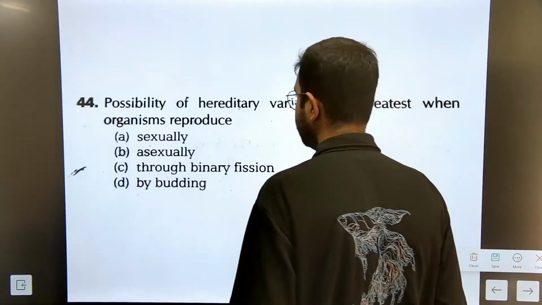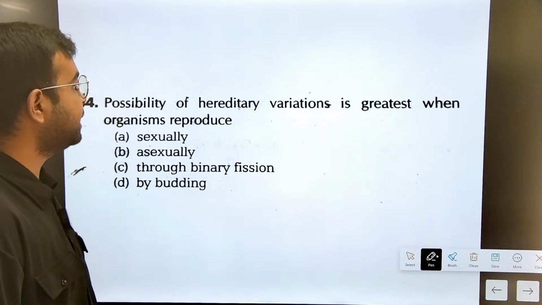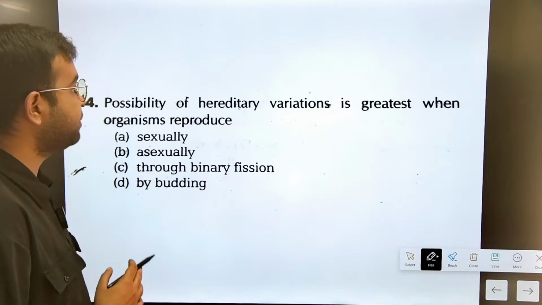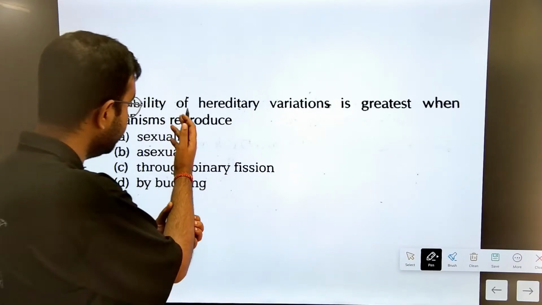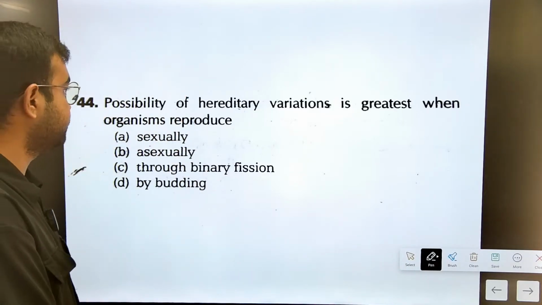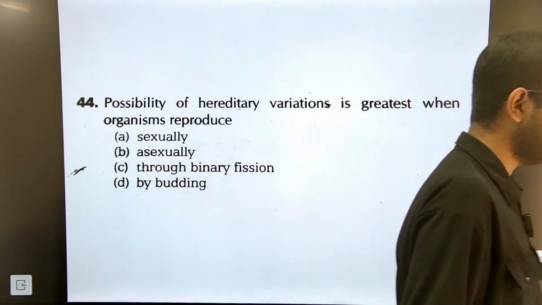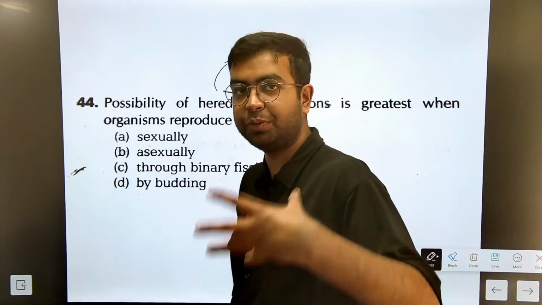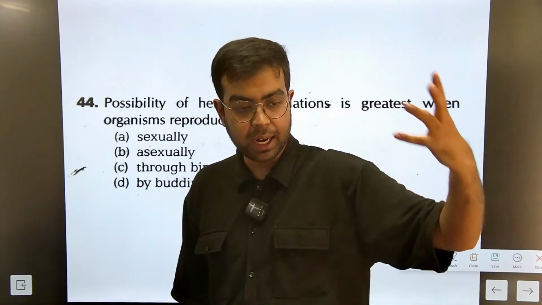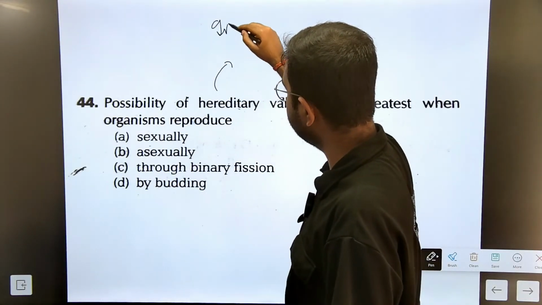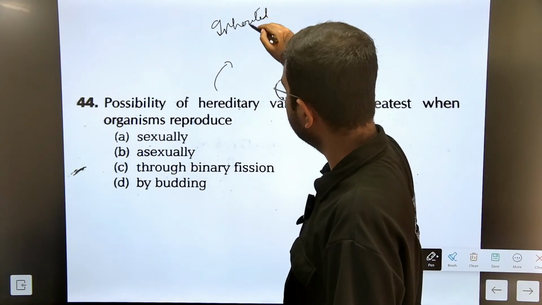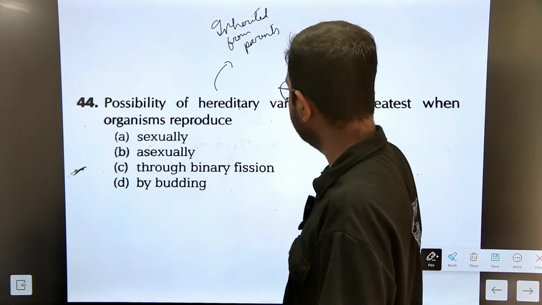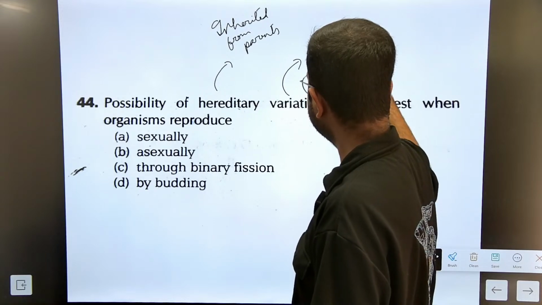Now, the next question is, what is the possibility of hereditary variations? When is it greatest? The possibility of hereditary variations is greatest when organisms reproduce through which of the following methods? Now see, hereditary and variations. Let's look at the meaning of these two words separately first. Hereditary means something which you have inherited from your parents. Hereditary means something which the offspring has inherited from parents. ठीक है, that is hereditary. And variation means changes. ठीक है.